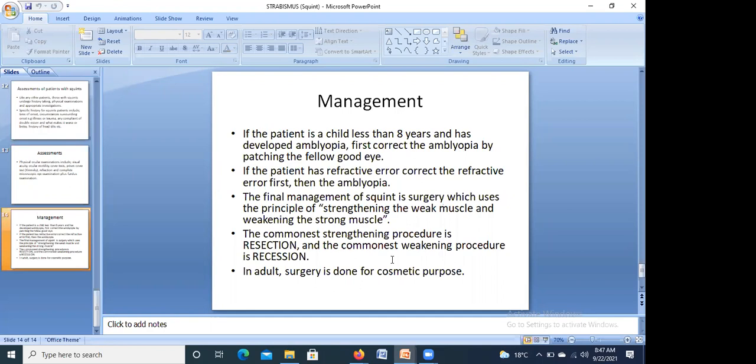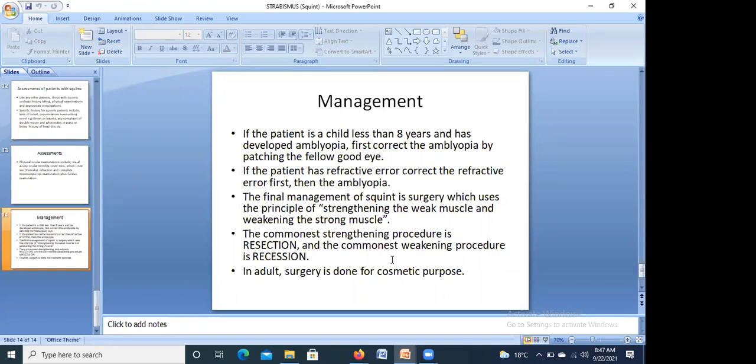But you can also do a weakening procedure, which is the recession. So you disinsert a muscle from where it was attached previously and pull the insertion posteriorly, that is backward, so that the muscle is now less tense, and so it becomes more relaxed, and so there's not much tone in it.